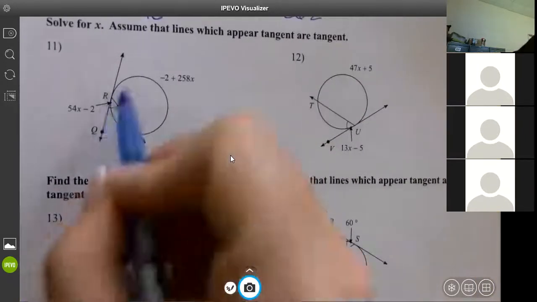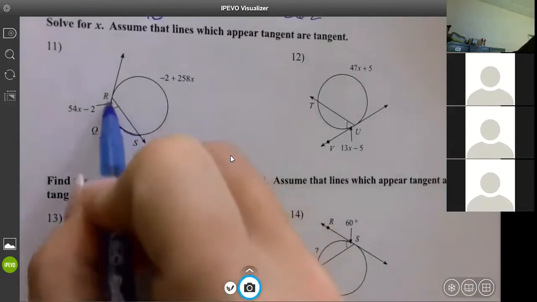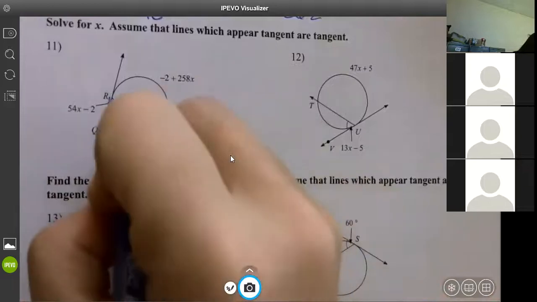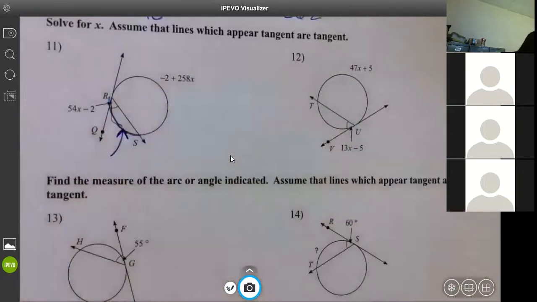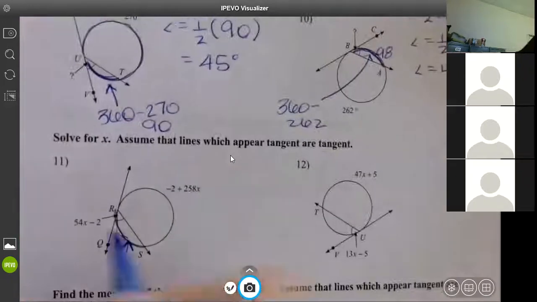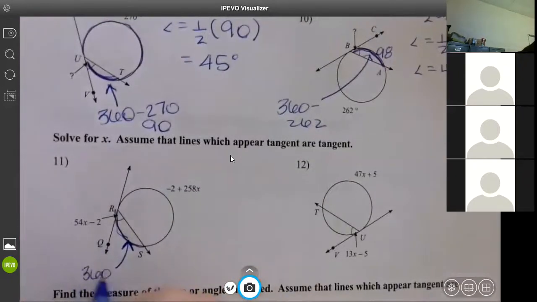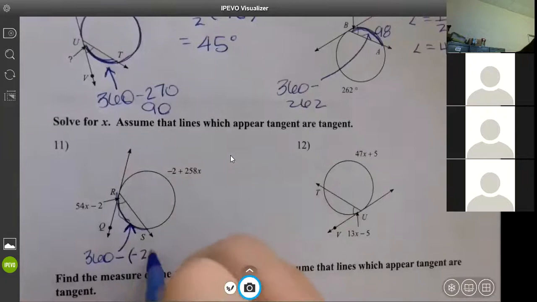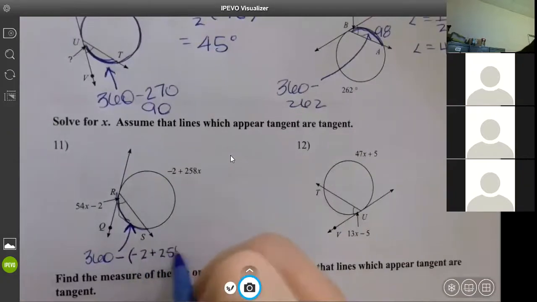Look at this one. We got to be able to find this arc. How do we find this arc? How'd you find this one? Subtract it from 360. So we're going to do 360. Watch this. Put your other arc in parentheses so you don't screw it up, just like I did on that last one. Minus (2 plus 258x).